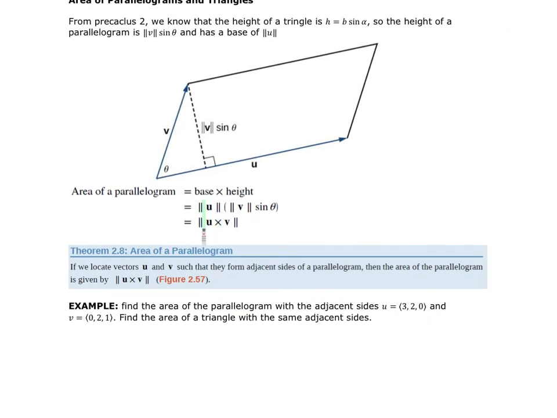Then we end up with the fact that the area of the parallelogram is the base times the height. So this is going to be the magnitude of u multiplied by the magnitude of v multiplied by the sine of theta, but this is how we define the cross product. So if I want to find the area of a parallelogram and they give me two vectors that are adjacent sides, all I have to do is find the magnitude of my cross product.